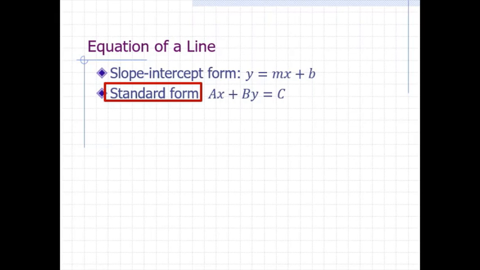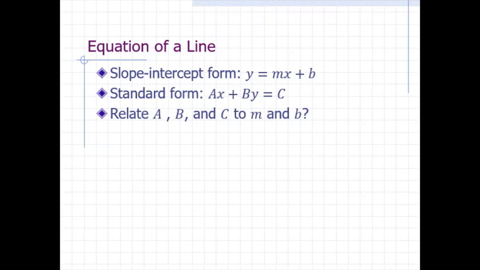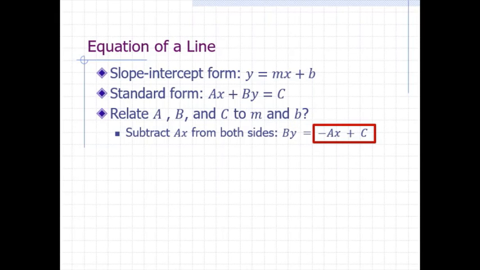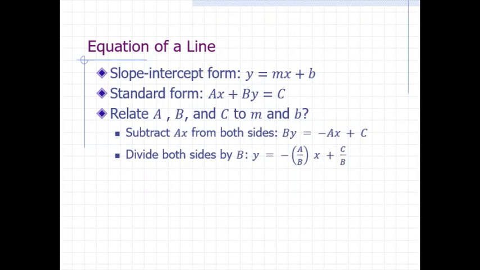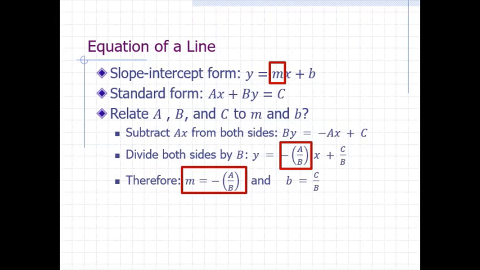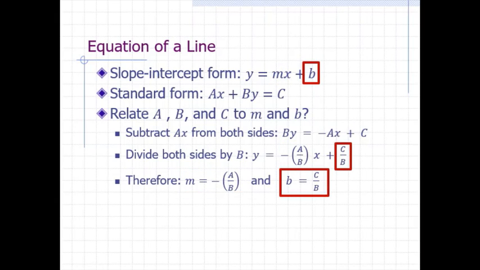We can figure it out from the values of a, b, and c. Starting with ax plus by equals c, we subtract ax from both sides. This removes ax from the left-hand side and leaves b times y. And on the right-hand side, we get minus ax plus c. Dividing both sides of the resulting equation by b, we get y equals negative a over b times x plus c over b. We can see that the slope, which is the coefficient of x, is negative a over b. And the y-intercept, little b, is c over big B.